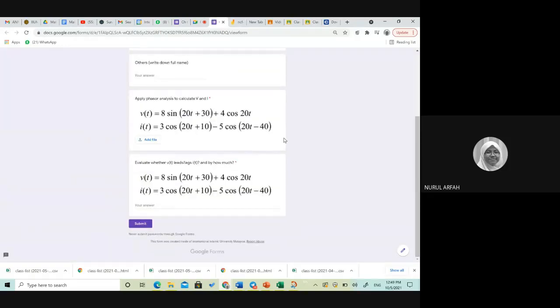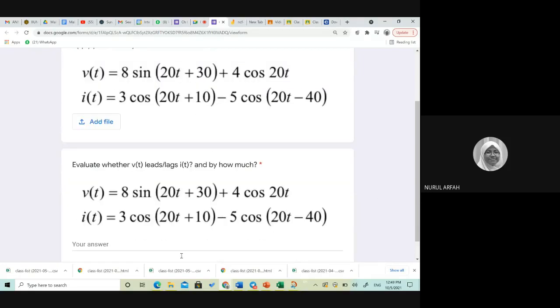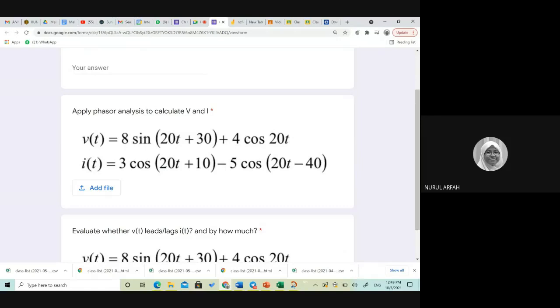This one you need to upload. The first one, upload. But you need to find V in phasor form, and I in phasor form. And then you need to evaluate which one is lagging and which one is leading. This one you just type the answer. Remember to change the sign to cosine first. If you can do this, I think your final will be good, inshallah. Else you need to work on it.